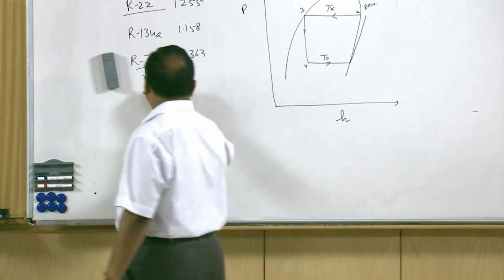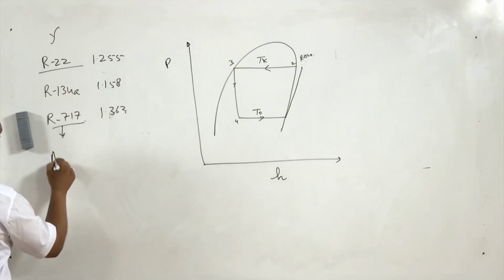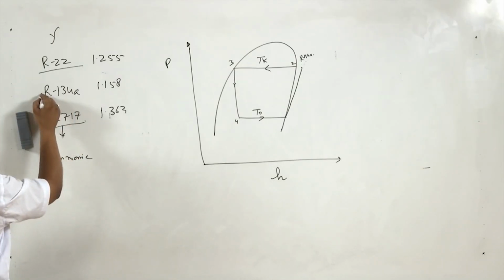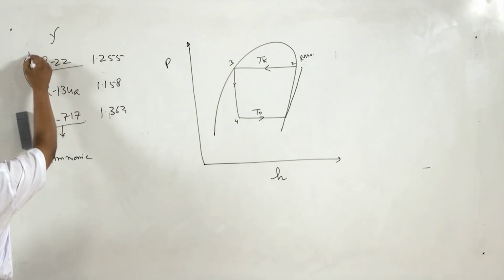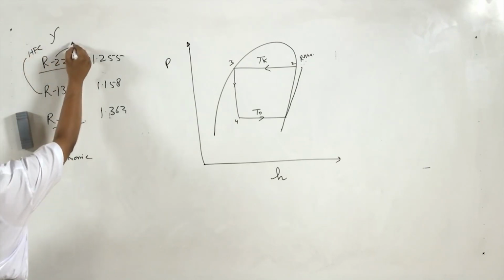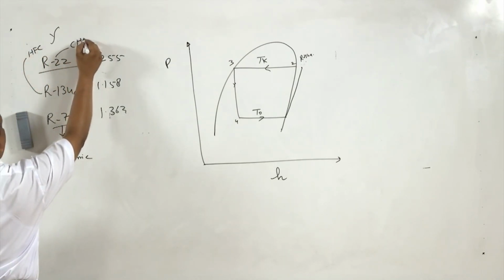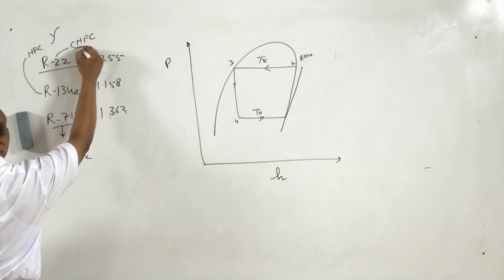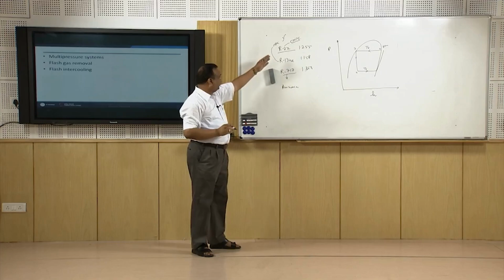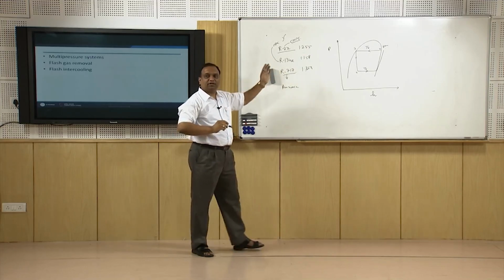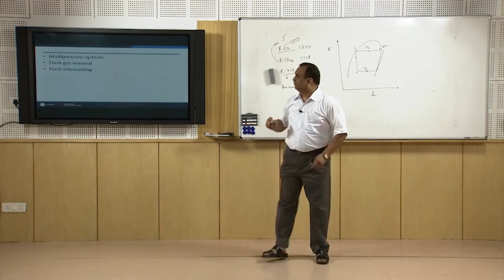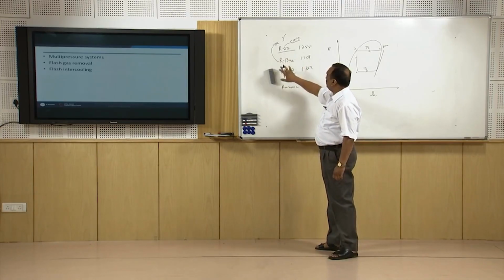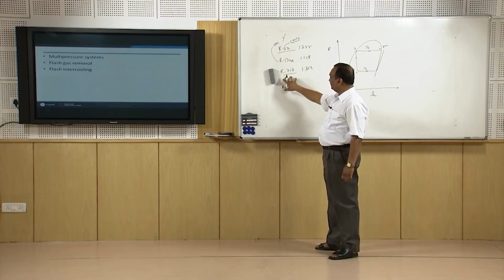R717 is ammonia. R134A is a hydrofluorocarbon, and this is CHF, chlorohydrofluorocarbon. So all this I will discuss in detail. We will take up the topic refrigerants, how the nomenclature is done. But let us focus on these numbers R22, R134A and R717.